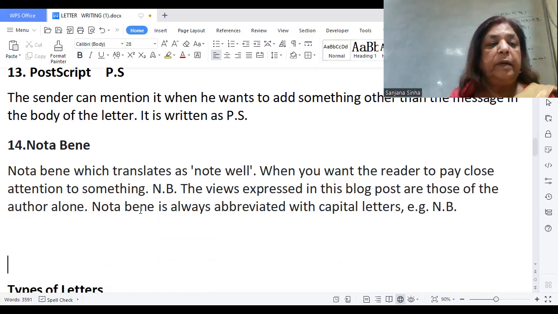Similarly, nota bene. Nota bene means the same thing, note well. It means the afterthought. When you have finished signing off the letter, you can write nota bene. It means something extra which is of equal importance.